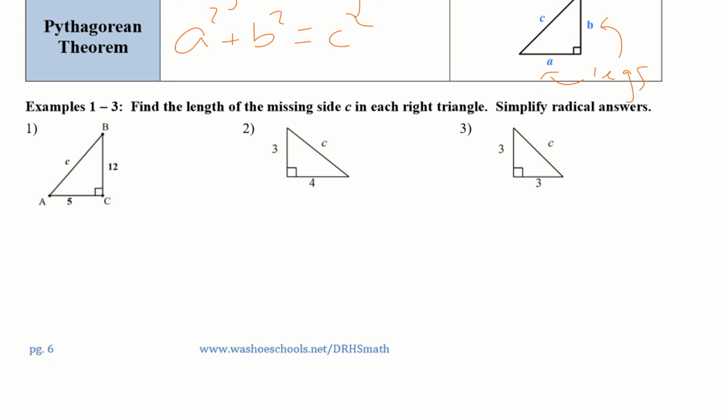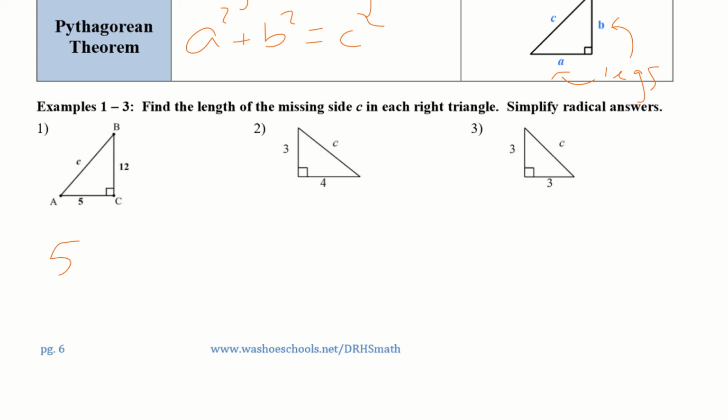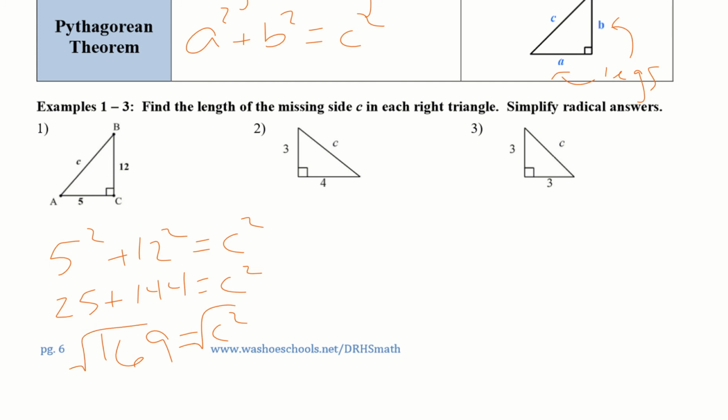For each of these triangles we are given the legs, which means we'll have a squared, so we'll have 5 squared plus 12 squared equals c squared. Now all we have to do is solve from here. We start with our exponents, so 25 plus 144 equals c squared. Before we can add the 5 and the 12 together, we have to square them before we do anything else. So now I have 169 equals c squared. Take the square root of both sides. I now have c equals 13.